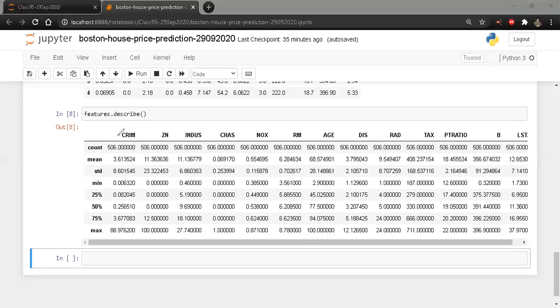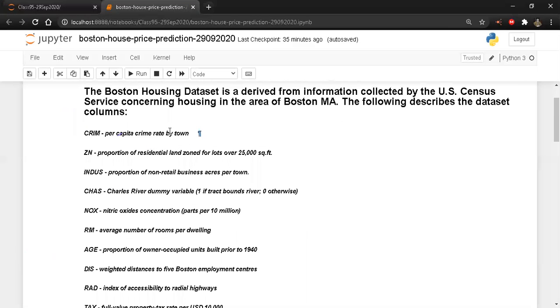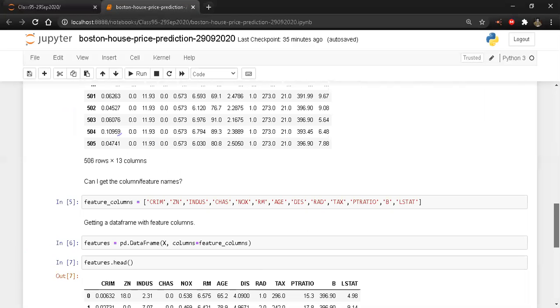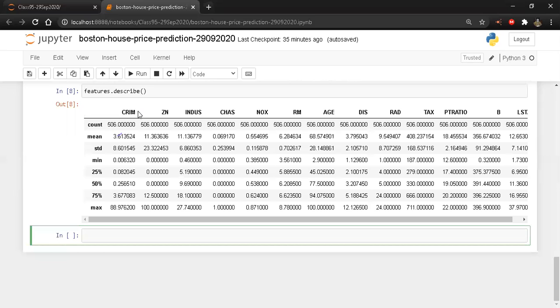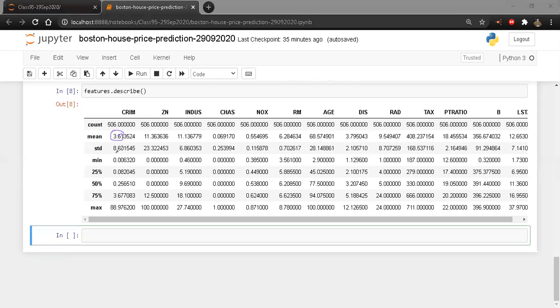So the first is CRIM, crime rates. I believe this is what it meant. Let me just open my notepad and check. Yeah, per capita crime rate by town, that's what CRIM is. So what it is showing here is that the mean is 3.61. Mean is 3.61, and 8.6 is the standard deviation.